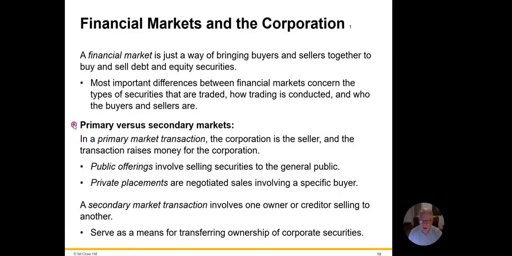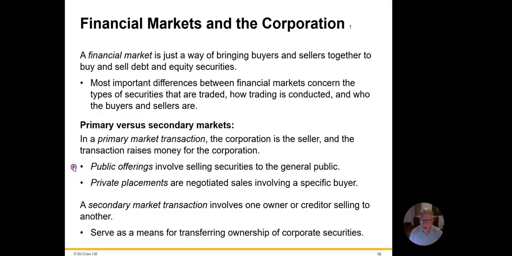Here, a primary versus the secondary market. In the primary market, that's when the corporation sells its stock and raises money for the corporation. Then, once it's out in the real world, I'll bounce down to here. In the secondary market, if I own some stock, I can sell it to another person, and they can sell it to another person, and they can sell it to another person. The company doesn't get involved in that. The company is only interested in the primary market transaction.